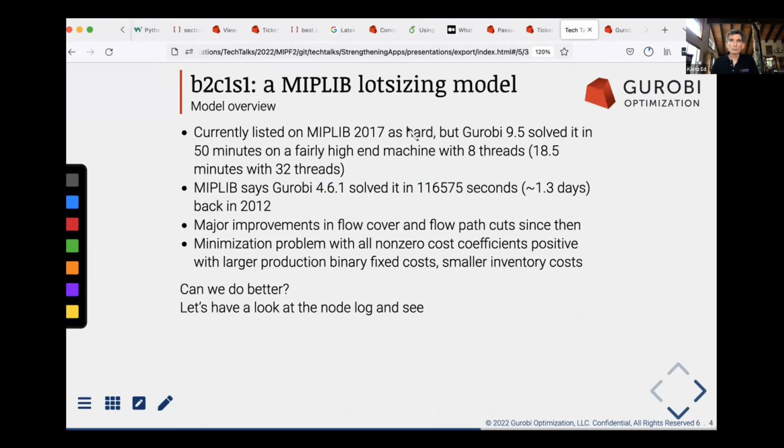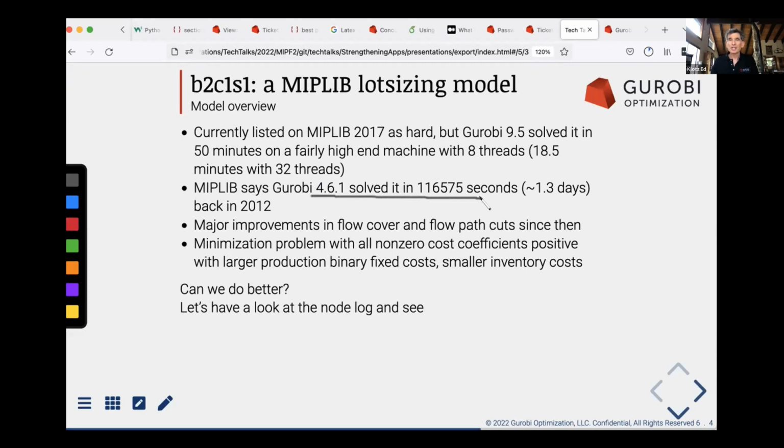Okay, so let's look at a MIP model that has this characteristic. It's currently listed as hard on MIPLIB 2017, but it's about to be demoted because Gurobi 9.5 solved it within an hour, which is the borderline between a model being called hard and easy. And Gurobi's come a long way in 10 years.